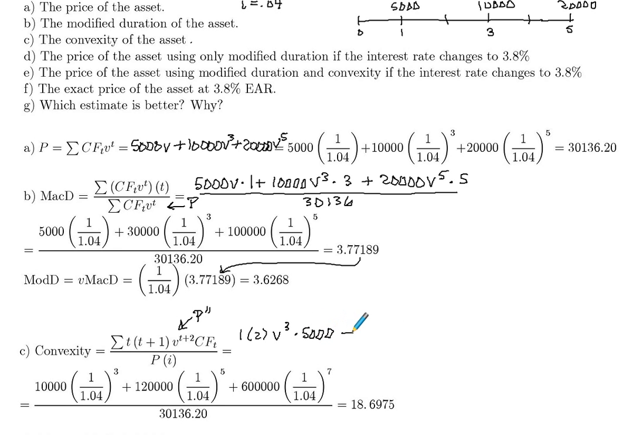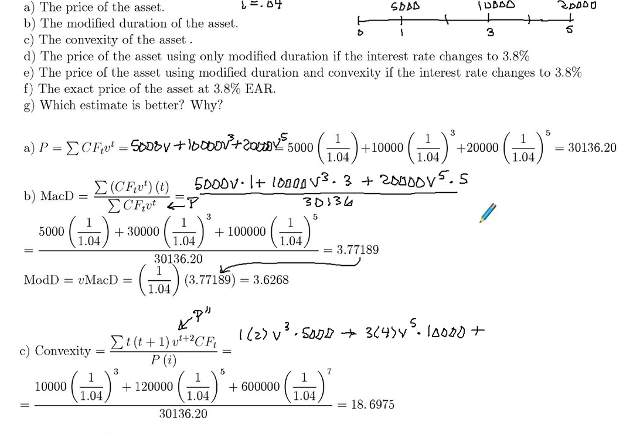And then the next term that we have is going to be here at time 3. And so that's t equals 3. So this is going to be 3 times 4 times v to the 3 plus 2, 5. So notice this pattern here, 3, 4, 5. So that'll always happen. And then the cash flow at that time was the 10,000.